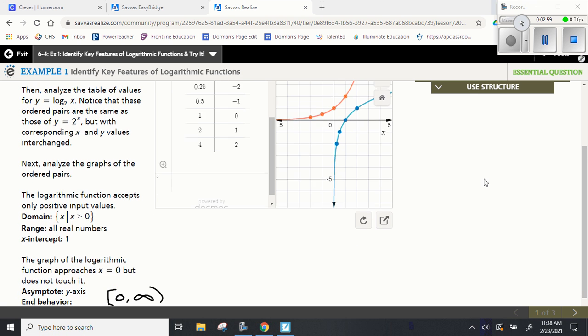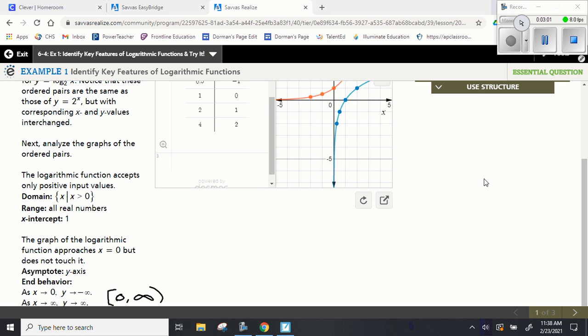So there is an asymptote at the y-axis for our logarithmic function, and for our end behavior, right? As x approaches 0, y approaches negative infinity, and as x approaches infinity, y is going to also approach positive infinity. Just having a little look at the graph of our logarithmic function.